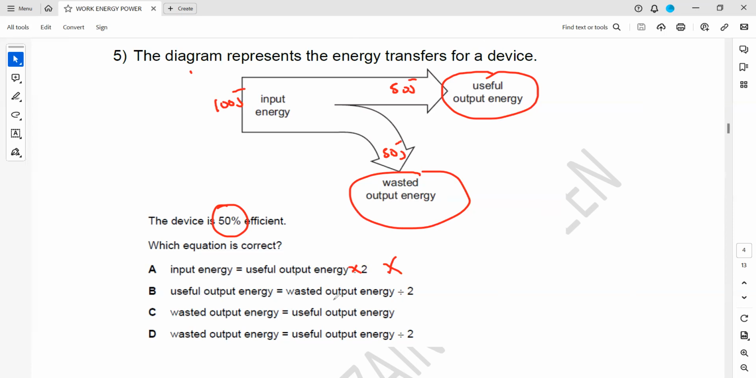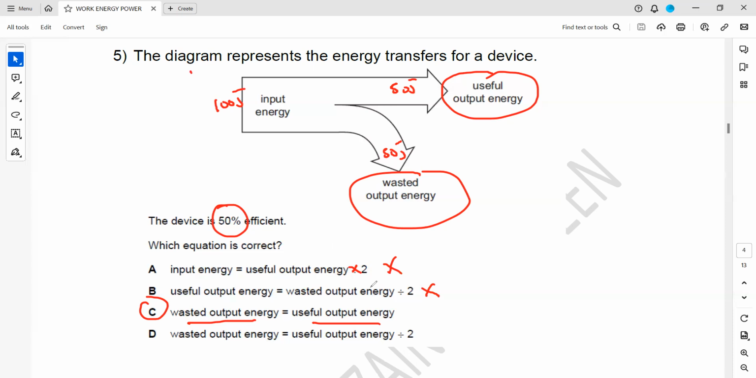The useful output and the wasted output divided by 2, that's wrong, because the useful and the wasted should be equal. As it is 50% efficient, it means half of the energy is being lost and half of the energy is being used. In C, the wasted output and the useful output are the same. That's true. If any device is 50% efficient, the useful energy and the amount of energy which is wasted will be equal. That's why C is the right answer.